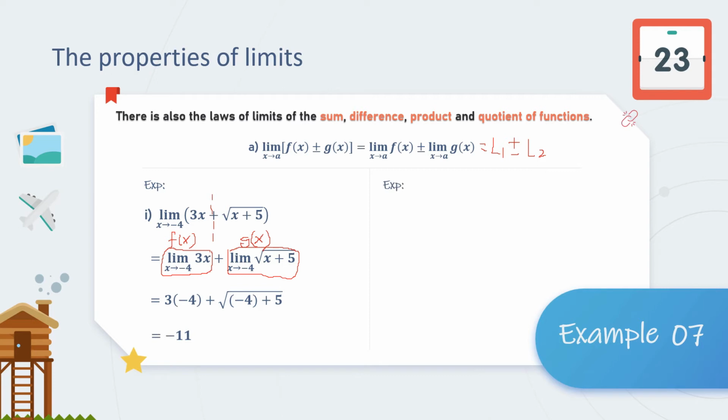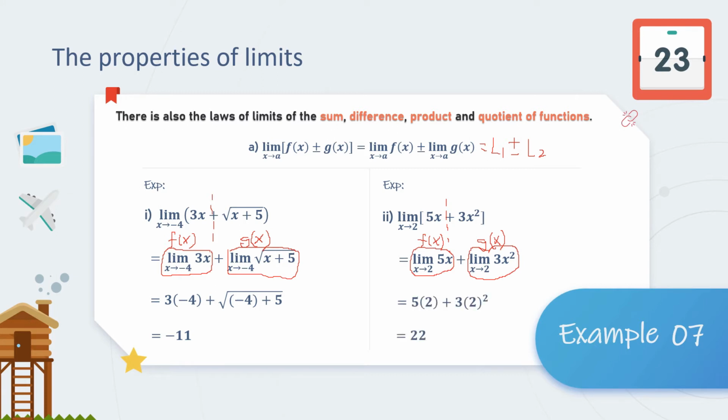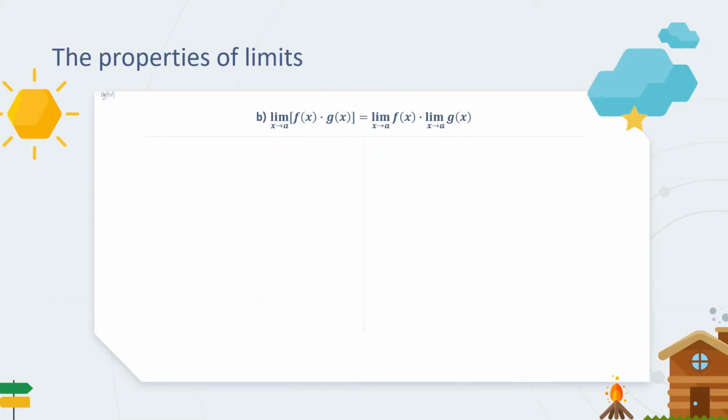Example 2. Given the function, the limit of 5x plus 3x squared as x approaches 2. Separate the functions f of x and g of x as in example 1. Substitute 2 into the function and the answer is 22. Next, the limit of a product is the product of the limits.